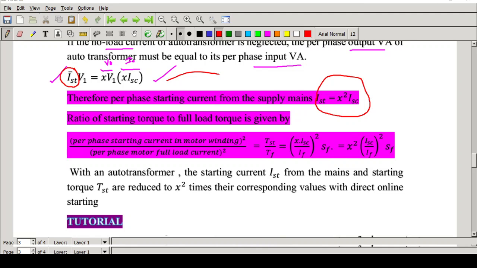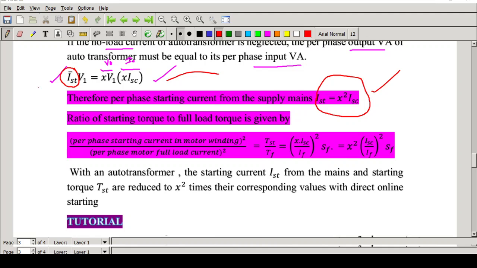In the case of a three-phase induction motor using auto transformer, we are applying a reduced voltage XV1 to the stator winding initially and the current through the stator winding will be X into ISC. But what about the supply current now? From the supply only X squared into ISC will be drawn. That means the supply line current, that is the current drawn from the supply line, is reduced to X squared times the short circuit current. Okay, so that is a good thing, right?